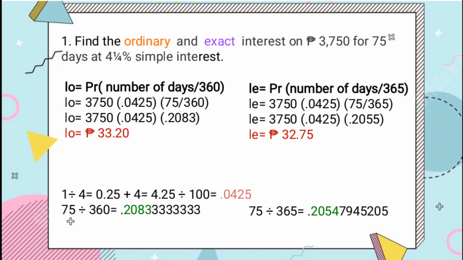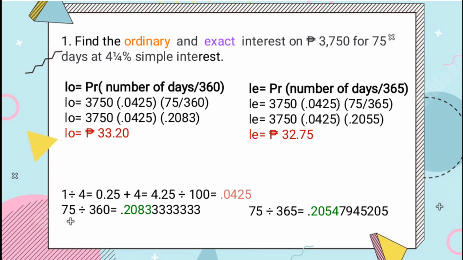Let's move to exact interest. Same lang din siya ng step, pero yung difference lang niya is yung 365 na ginamit na denominator kasi exact interest na yung isosolve mo. So, copy your P and the R, number of days, divided by 365. Bring down mo ulit yung 3,750 and then yung R. Divide the number of days by 365. The answer would be 0.2055.